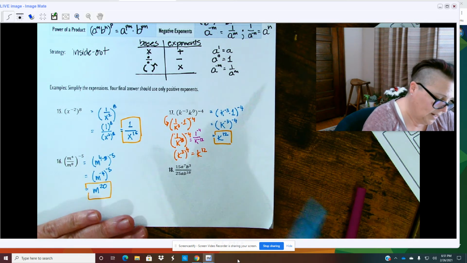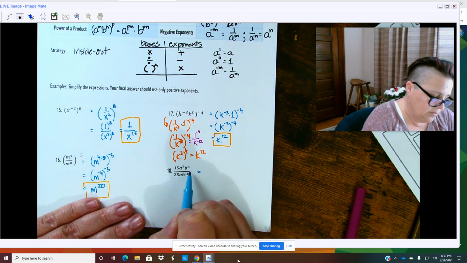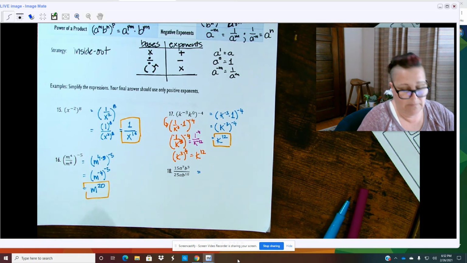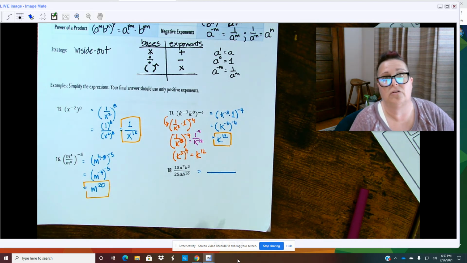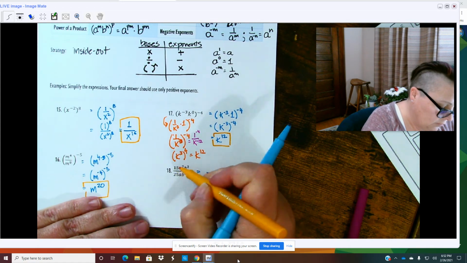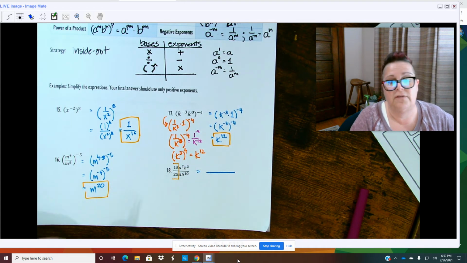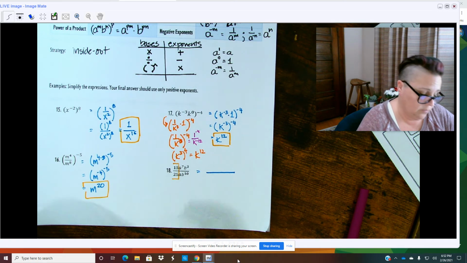All right, let's try number 18. Here I have 15a to the 7th, b to the 3rd, over 25ab to the 10th. Well, I'm going to assume I'm going to keep a numerator and denominator right off the bat, at least to start with. Then I'm going to look first at the numbers. I have 15 and 25. 15 and 25 are both divisible by 5. So I'm going to start by simplifying those.